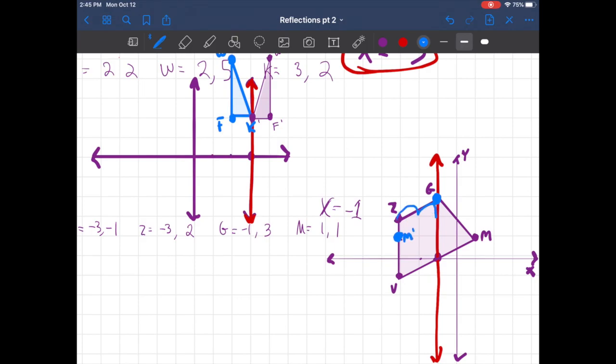How far is Z from the red line? That's 2 spots. So that's my new spot for letter Z. So I'm going to put Z right there. I'm going to call that Z prime. How far is this V from the red line? We got 1, 2. So again, it's going to be 1, 2 right there. We got V prime, and I think we have 4 dots. All we need to do now is connect all of our points, and there we go. We have our new shape.